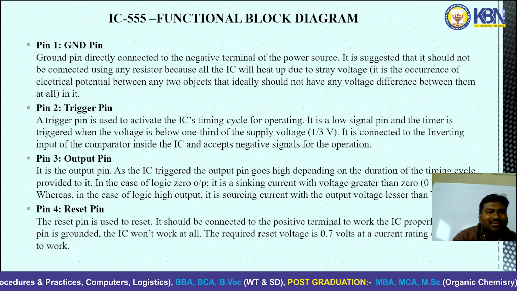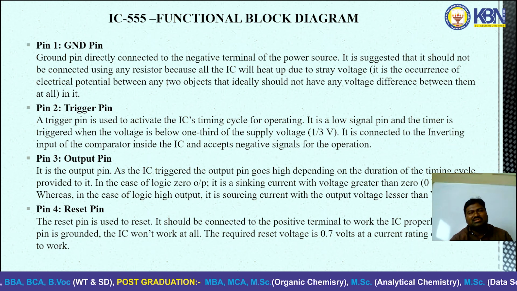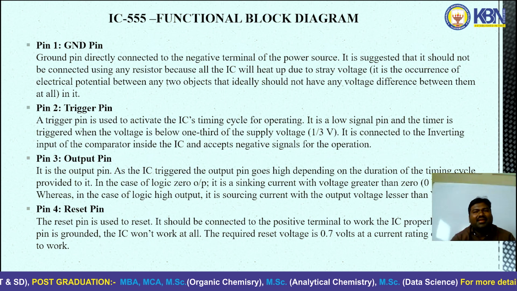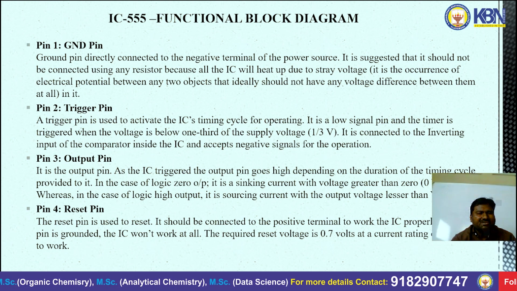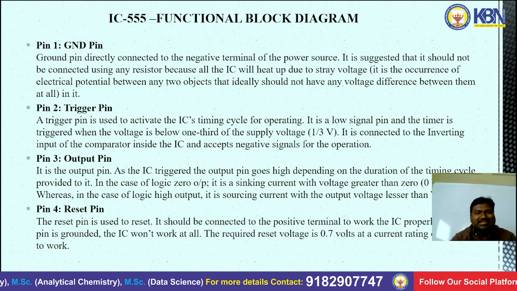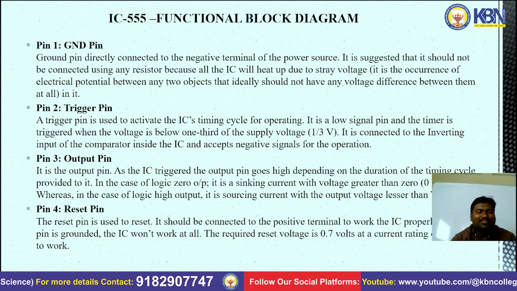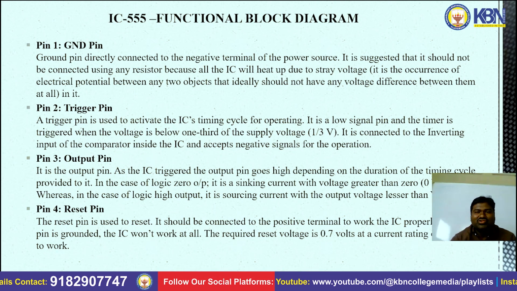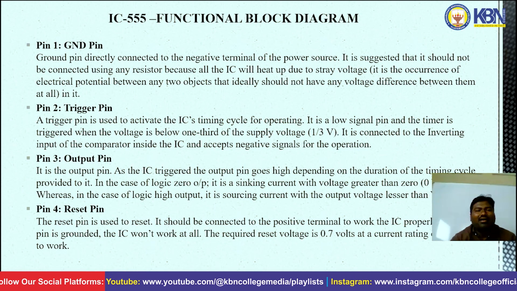Pin 1 is the ground pin. The ground pin is directly connected to the negative terminal of the power source. It is suggested that it should not be connected using any resistor, because the IC will heat up due to stray voltage, that is, the occurrence of electrical potential between two objects that ideally should not have any voltage difference between them. All pins go to the ground terminal, through which current flows in the circuit.